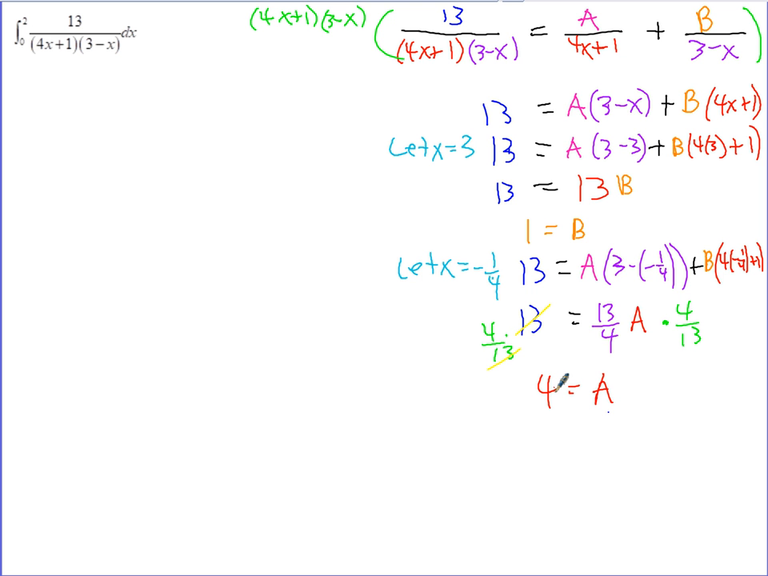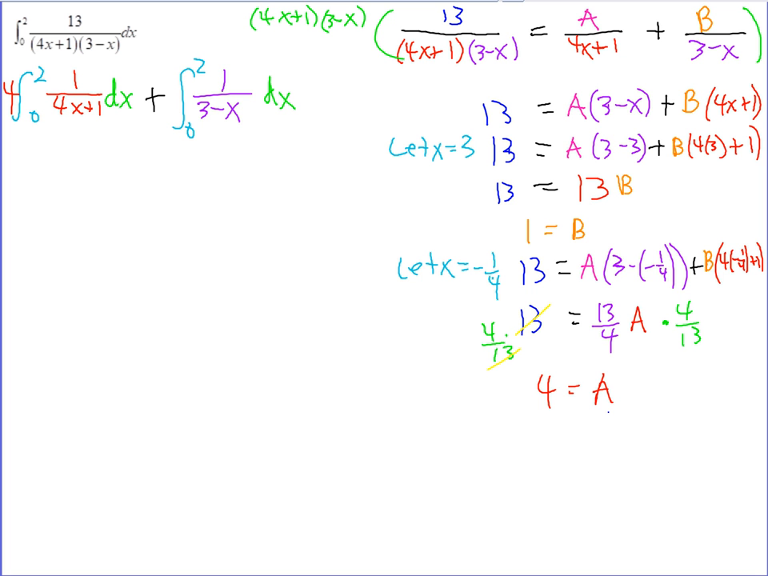So when we rewrite this now, this is a definite integral though, so it's going to be from 0 to 2. And the first one we figured out a is 4. And what you can do is pull that out ahead of time if you want. So we can just pull the 4 out here, so that's our next step anyway. And then what we'll be left with is 1 over 4x plus 1 times dx, plus, here b was 1, so there's nothing to pull out there. So just 1 over 3 minus x dx, and this one's also from 0 to 2.